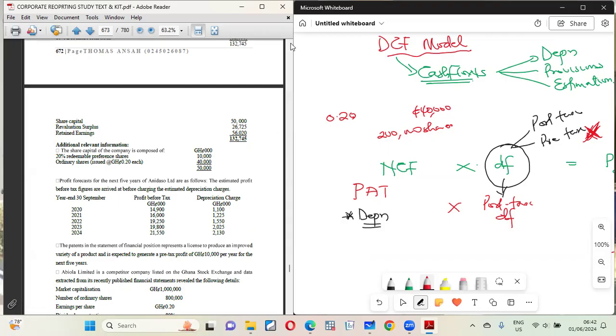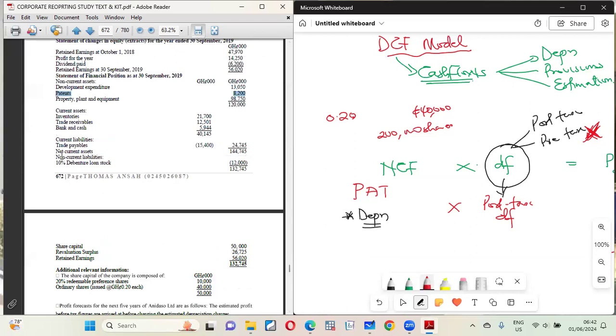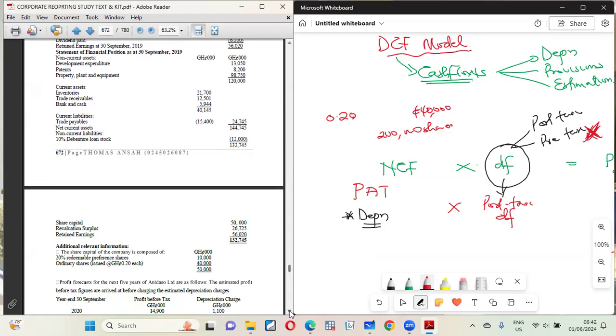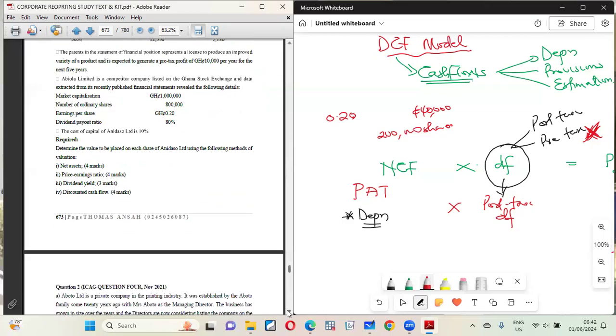Once you find it, you add all your assets, that's all you do. You've added the assets, then you take away the liabilities. So the liabilities, be careful. What are your liabilities? These are your liabilities, all your liabilities. Then you take away your liabilities. Then you have the value of the company, divided by the number of ordinary shares. So that is what we will be doing.